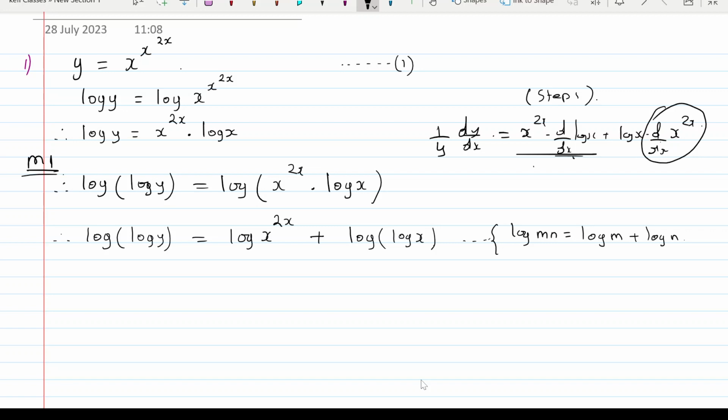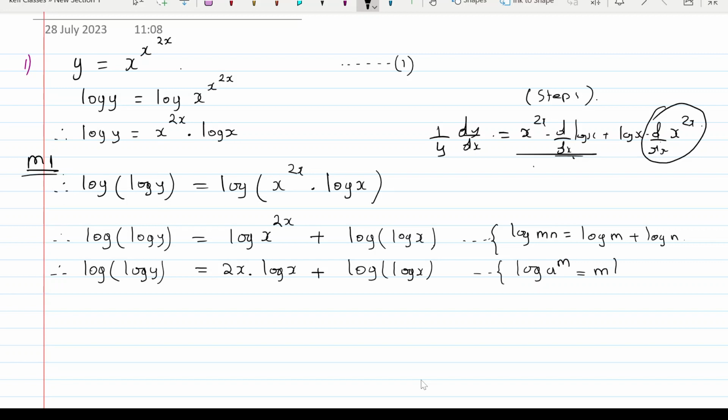So I still need to use the laws of logarithm. Whenever we can use them, we should. So log of log y is equal to 2x into log x plus log of log x. Okay, the reason for this is log a raised to m is equal to m log a, right? So now the logarithmic laws are all used. Now we can find its derivative. So as far as today's paper was concerned, instead of 2x there will be only x over there. That will be the only change in the whole problem.